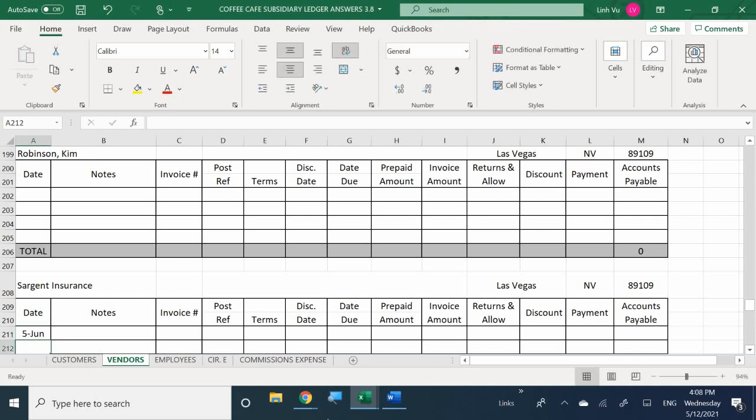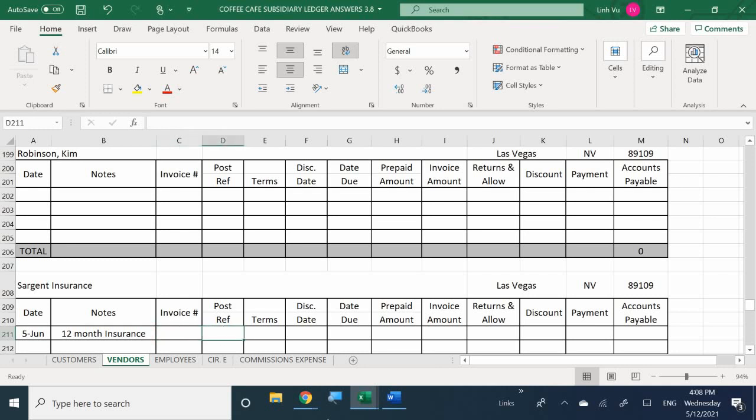Date is 6/5. Once again, 12-month insurance plan. Insurance plan, whatever you want to call it, insurance. Again, invoice number, I did not put one in there just because you're not going to visit this again.